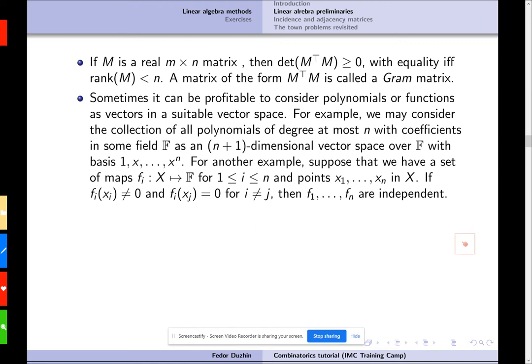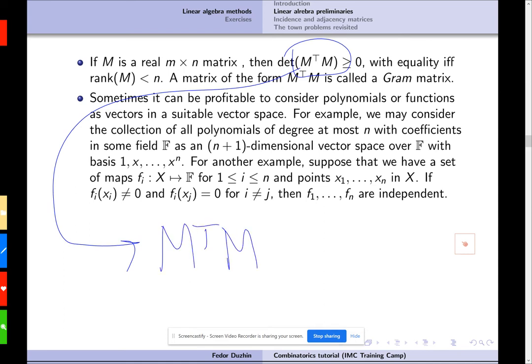If we have a matrix with real entries, and it has to be real because otherwise there is no such thing as being bigger than or equal to 0, then the determinant of M transpose times M is always bigger than or equal to 0. Actually, it's more than that: M transpose times M is positive semi-definite. It means that all its eigenvalues are non-negative.